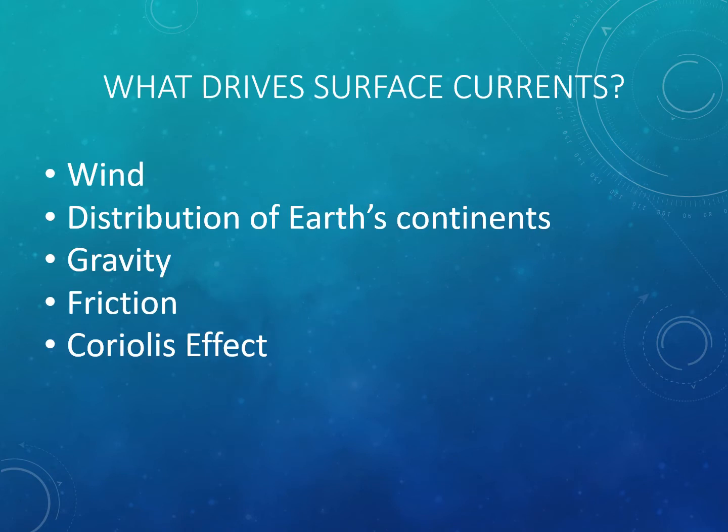The surface currents of the world's oceans are not only influenced by the wind, but also the distribution of Earth's continents, gravity, friction, and the Coriolis effect. The last three generate a phenomenon that's known as the Ekman spiral.